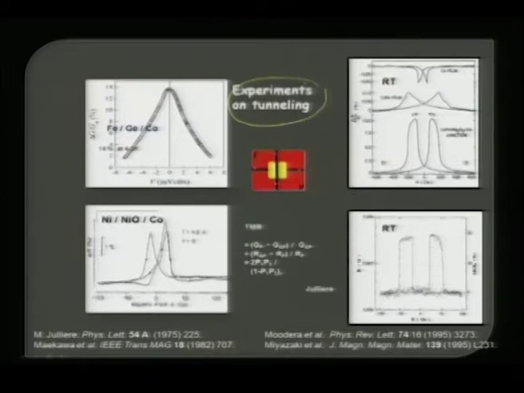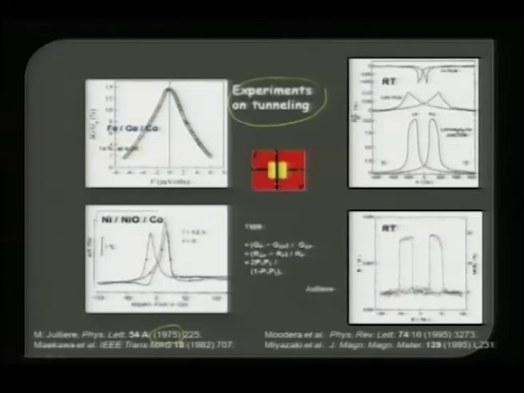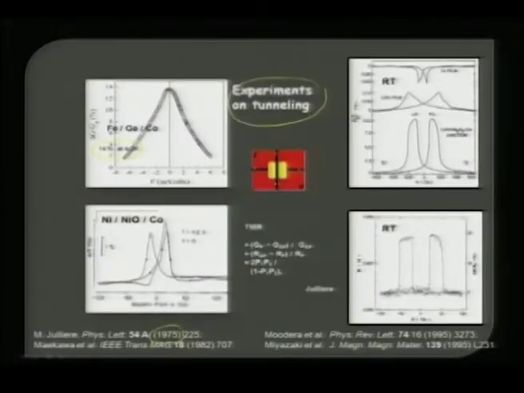There are several other models or tri-layers which have been tried. There have been experiments on tunneling for a very long time. As early as 1975, Julliere found that in iron, germanium, cobalt you can get up to 14% at 4.2 K. This is interesting because he was the first one to report tunneling magnetoresistance. Nevertheless, the numbers are not very attractive because you need such huge values at room temperature.